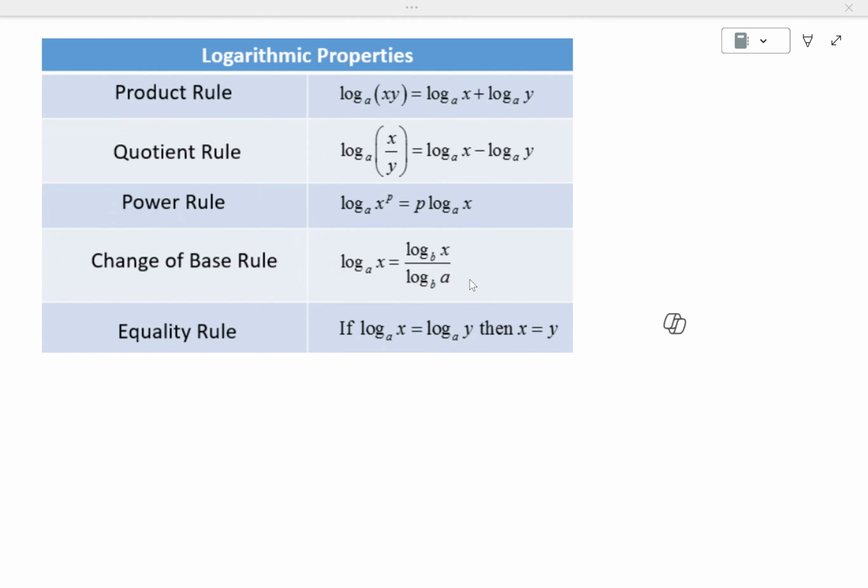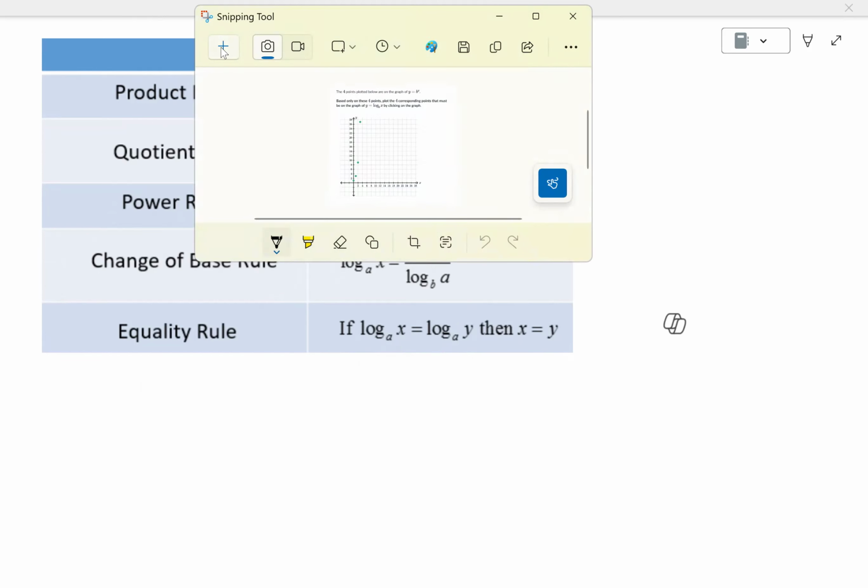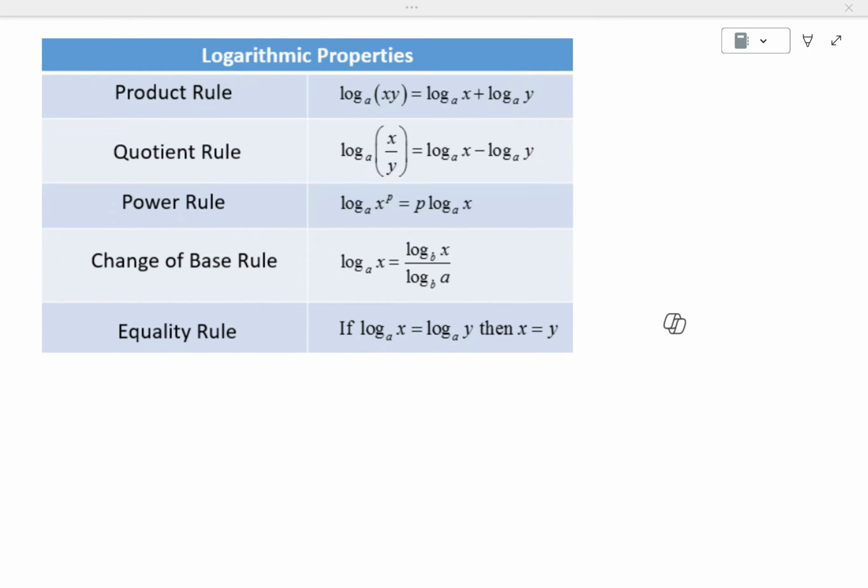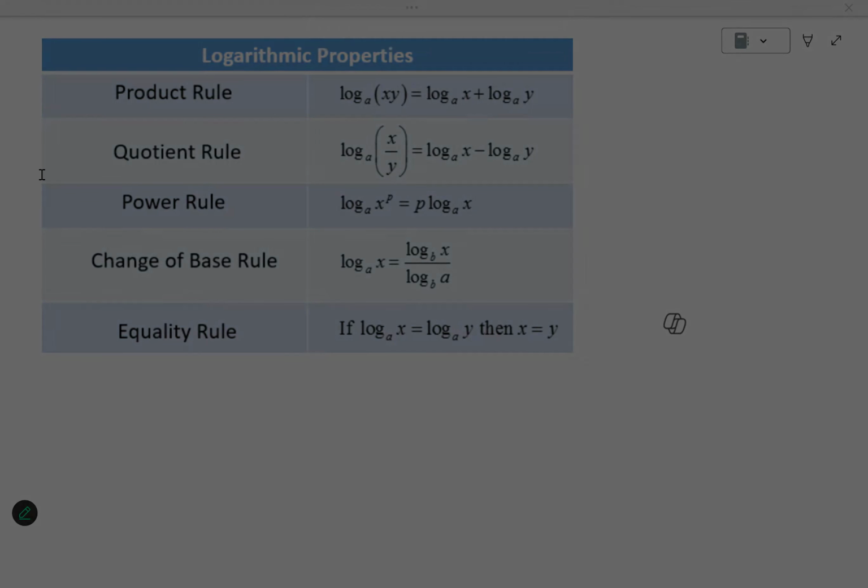And then the equality rule, this just says if the bases are the same and they equal each other, that the arguments also, of course, have to be the same. That's the equality. Okay, so the change of base rule, I just very briefly mentioned what it is. We're going to go over it in more detail, so don't worry too much about that right now.